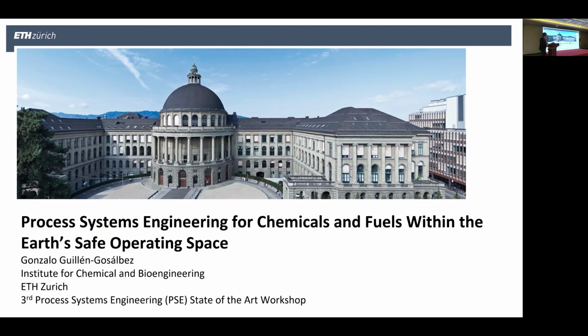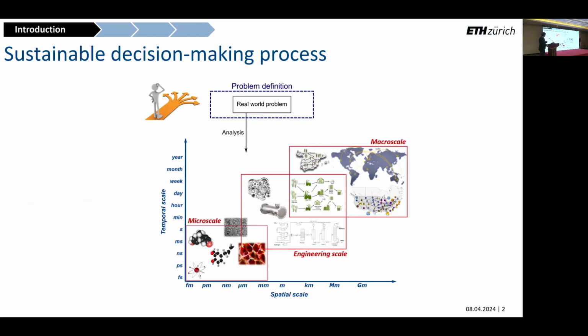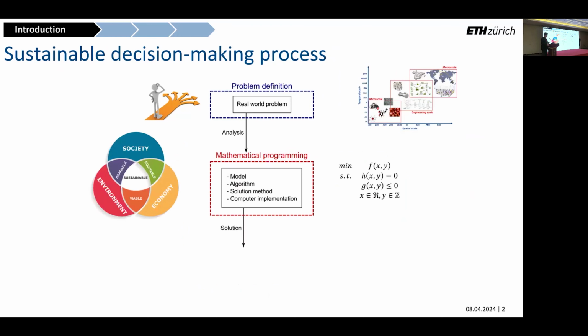In essence, we tackle different types of problems here, from the molecular level, starting in the lower scale, to process design, also in the context of supply chain management, and also micro-scale systems. We develop mathematical tools to address this type of problem, where the key point is that we include sustainability criteria in the objective function of our models. I will give you examples later during the talk.